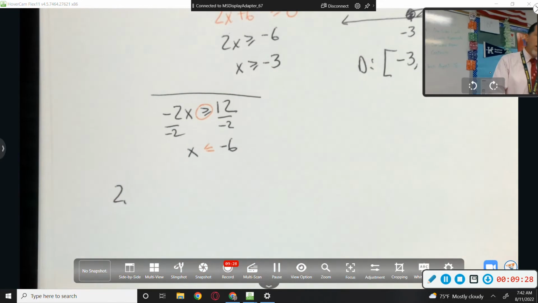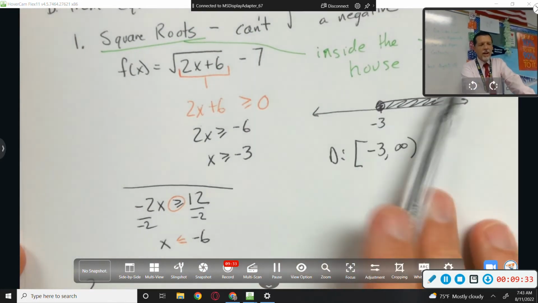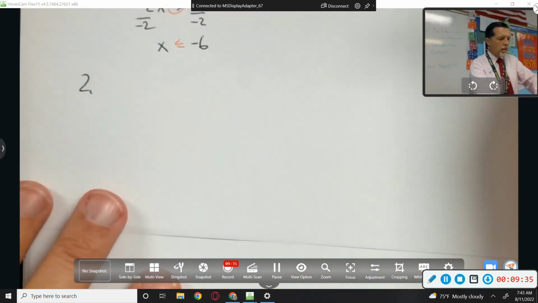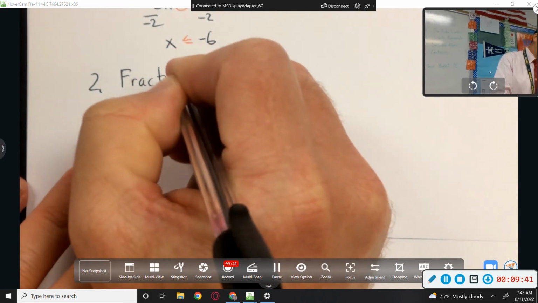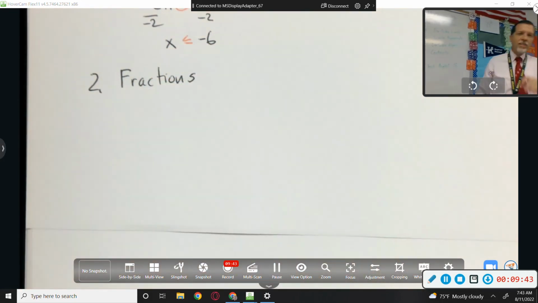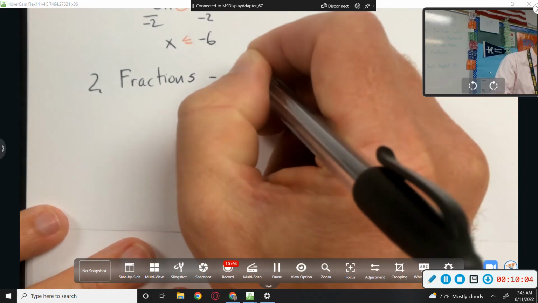So, all right. So square roots, you can't square root a negative. So whatever's under there, whatever's inside the house, greater than or equal to 0. The second sort of problem child for domain are fractions. Because just like you can't square root a negative, when we're dividing, what can't you divide by? What's that? 0. You can't divide by 0. So if there's a 0 in the bottom, that's a problem.